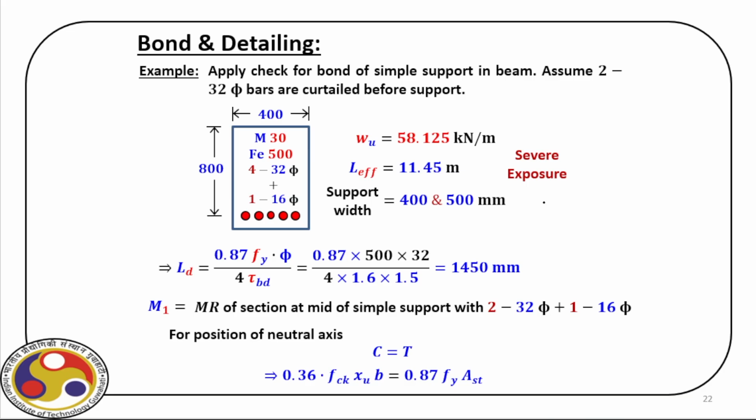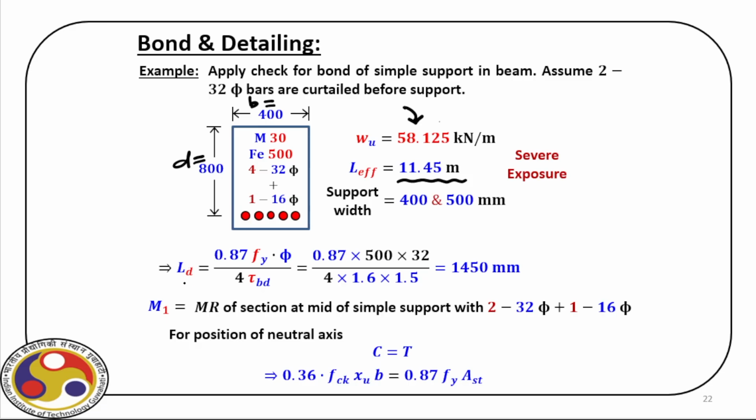So now let us take an example. For this example, check for bond of a simply supported beam and assume two 32 phi bars are curtailed before the support. What we have here is 4 32 phi bars plus 1 16 phi bar, so altogether we have 5 bars. Out of that, 2 bars will be curtailed near the support. The B of the beam is 400, the effective depth D is 800. The load is given, L effective in this case is 11.45, and the support width is also given.